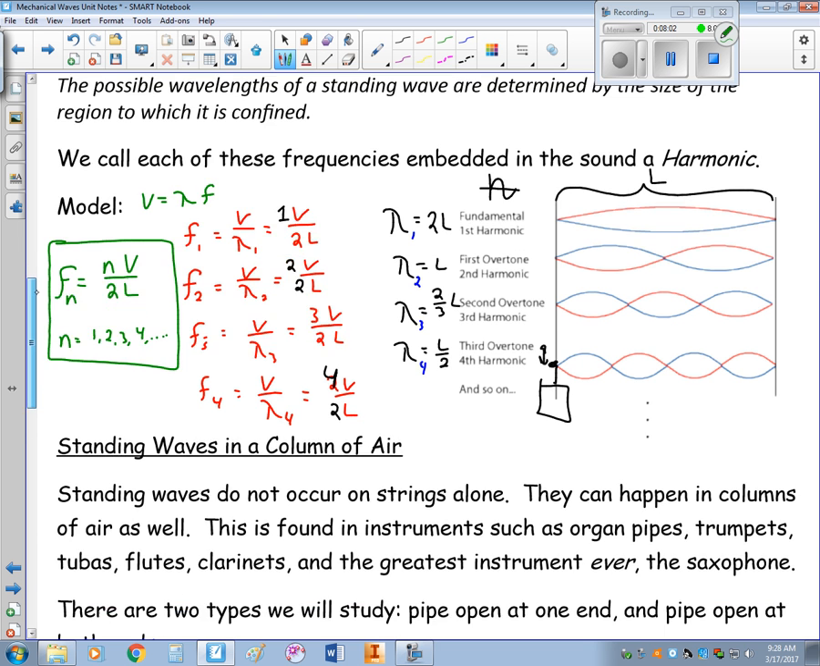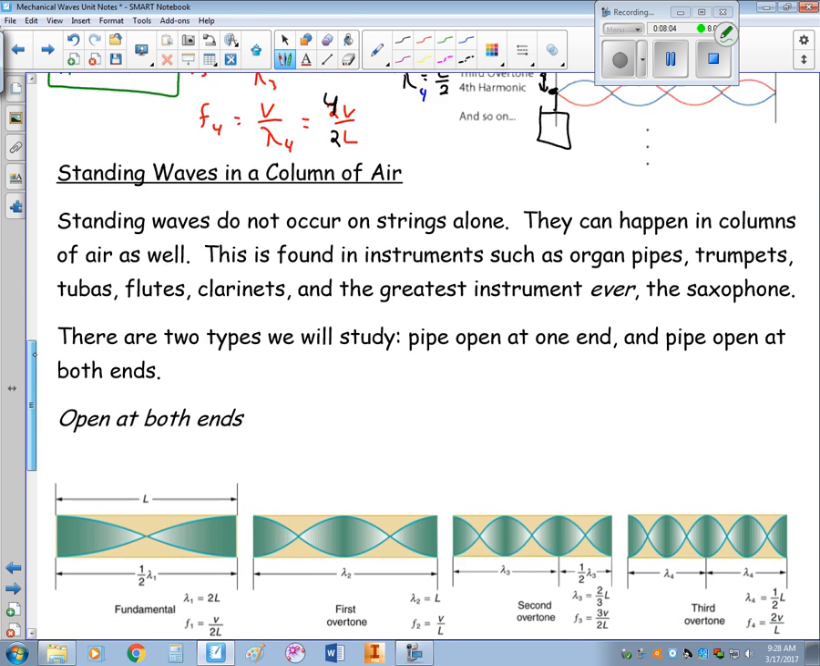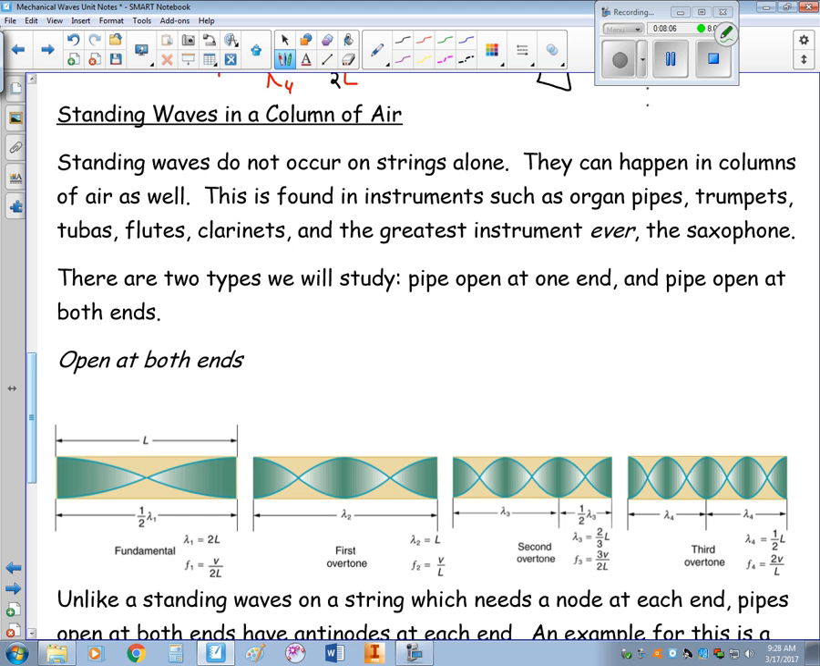Now let's talk about a column of air. We can have standing waves in a column of air as well. So if I have an instrument like an organ pipe, a trumpet, tuba, a flute, clarinet, the greatest instrument ever made, saxophone, I can take a look at standing waves inside those instruments. Now there are two basic types, and they're all pipes. They're pipes of air. I've got a pipe that is opened at both ends, and I've got a pipe that is opened at one end but closed at the other.